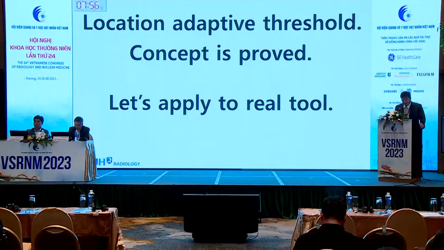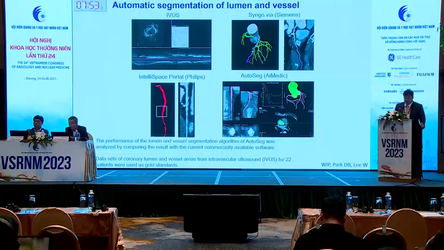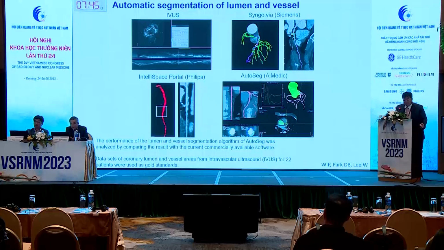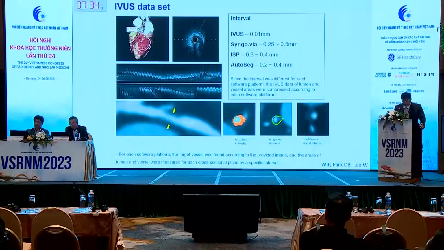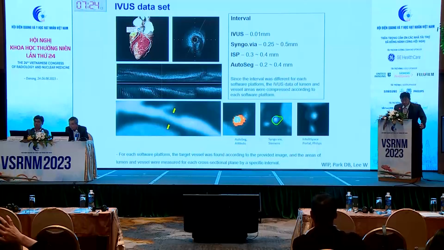And let's apply it to a real tool. We made software with a company, and automatic segmentation of the lumen and vessel was done with this software. Also, syngo.via from Siemens and IntelliSpace from Philips segmentation of coronary artery plaque was applied and compared with the IVUS. The interval for this research was 0.01 millimeter for IVUS, 0.25 to 0.5 millimeter for syngo.via, and 0.3 to 0.4 for Philips. Auto segmentation was 0.2 and 0.4 millimeter slice thickness.